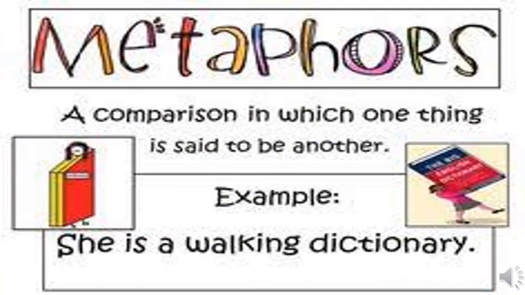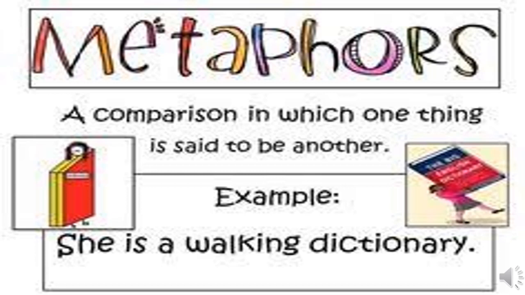Now, children, let's move on with the next figure of speech, which is metaphor. So metaphor is a comparison in which one thing is said to be another, which means we compare two unlikely things or ideas without using the words like or as. Actually, it describes an object or action in a way that isn't literally true.